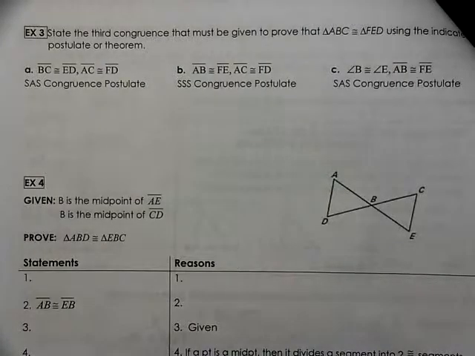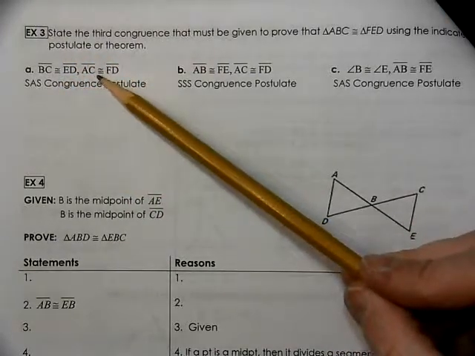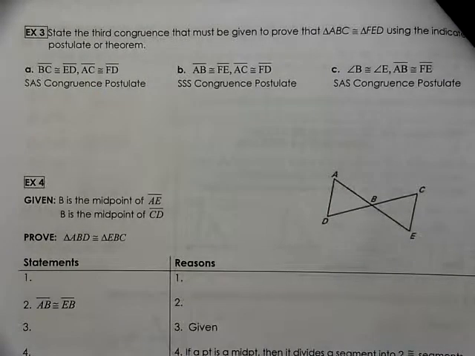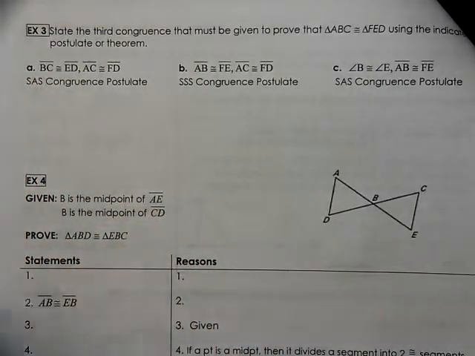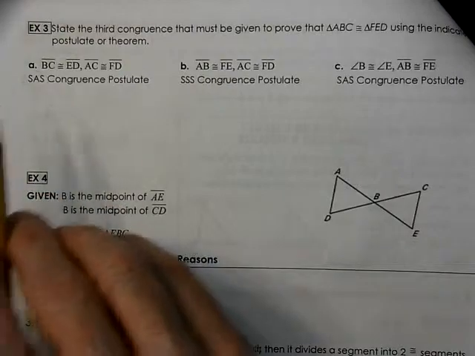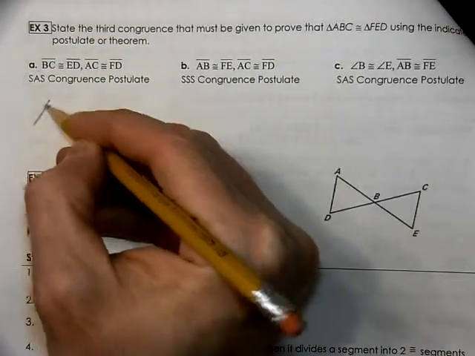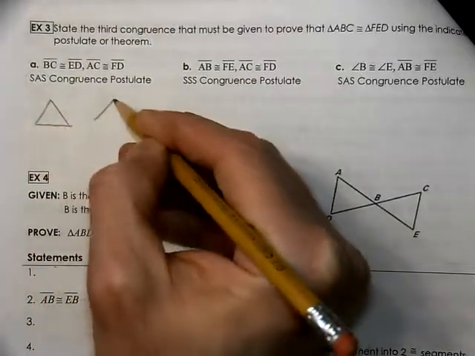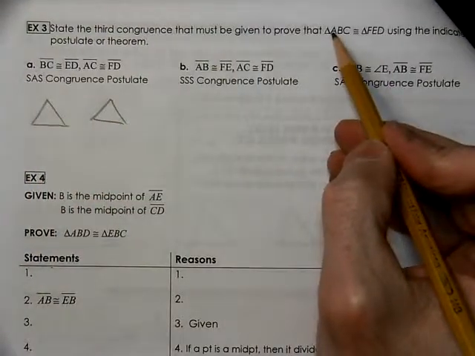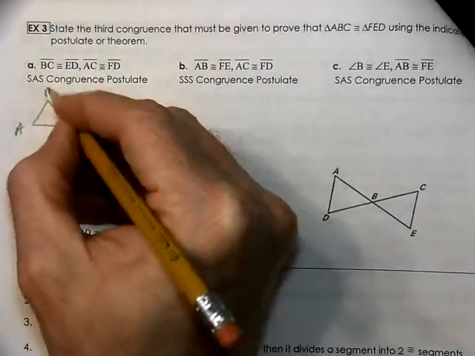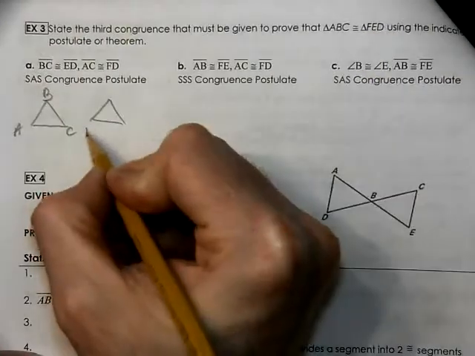On our second page, we're given 2 bits of information. We need to find the third bit of information that is going to help us prove the triangles by the way indicated. We've learned 2 ways so far. SAS, which we're doing today, and SSS, which we've done on a previous day. So I would suggest to draw out your 2 triangles, label them. They're saying, name one of them triangle ABC, and another triangle FED.